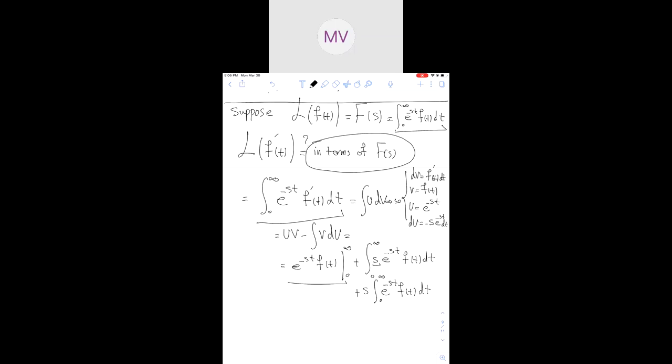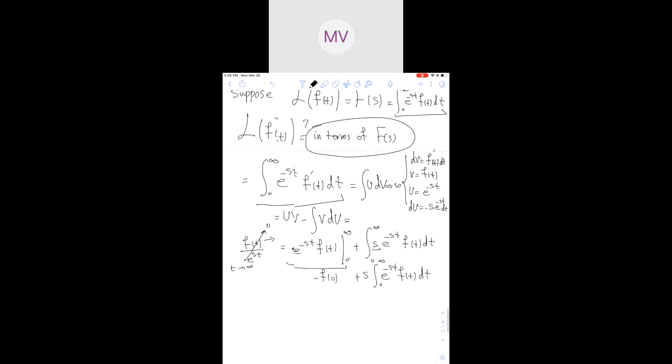Okay, now I'm going to evaluate this guy. Remember, if you rewrite this, basically this is f of t over e to the st, right? And normally we're talking about bounded functions like power functions or exponentials or trig functions which are bounded. Okay, so when t approaches infinity, this is 0. Tell me what happens if you plug 0 for t. Well, e to the 0 is 1, so we'll have f of 0. So that term is nothing but negative f of 0.